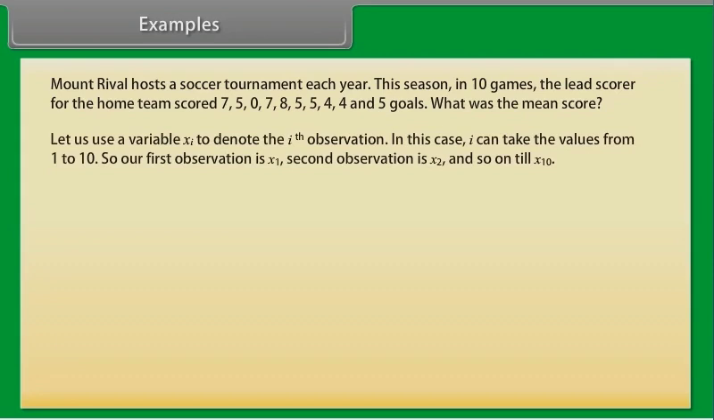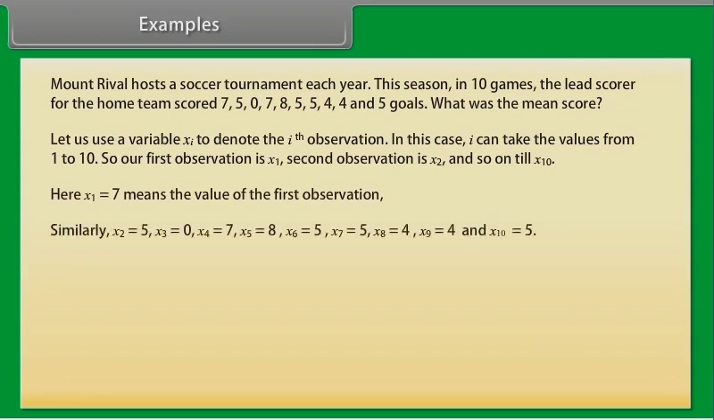Let us use a variable xi to denote the ith observation. In this case, i can take the values from 1 to 10. So our first observation is x1, second observation is x2, and so on till x10. Here x1 is equal to 7 means the value of the first observation. Similarly, x2 is equal to 5, x3 is equal to 0, x4 is 7, x5 is 8, x6 is 5, x7 is 5, x8 is 4, x9 is 4, x8 is equal to 8, and x10 is 5.